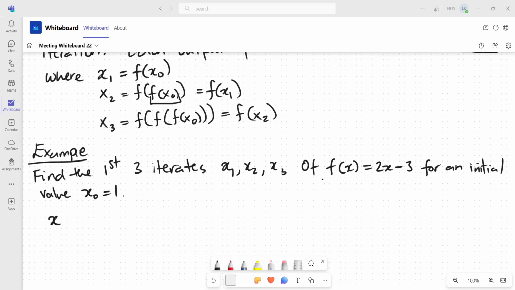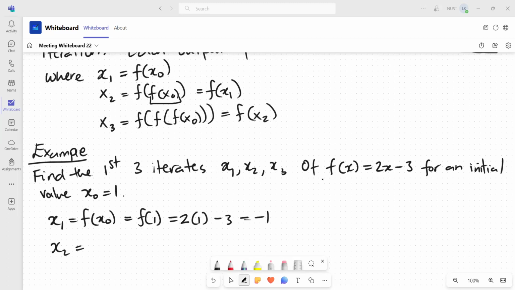So we say that x1, this is f of x naught. So our initial value, we just substitute into the function. So this is f of 1. That means wherever we have x in the function, we replace that with 1. So this is 2 times 1 minus 3, and this is minus 1. And then this minus 1 will go into the function again, and then we get x2.